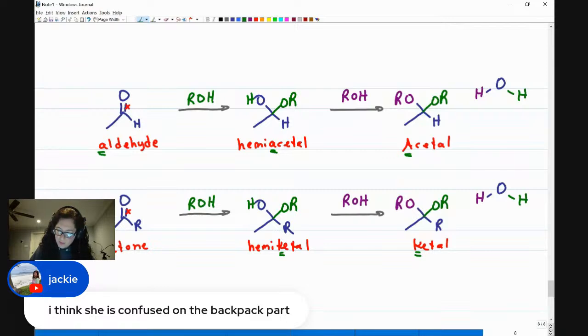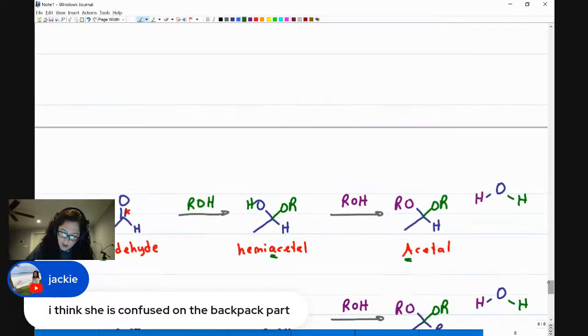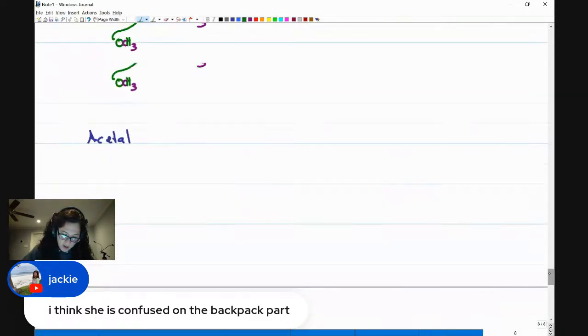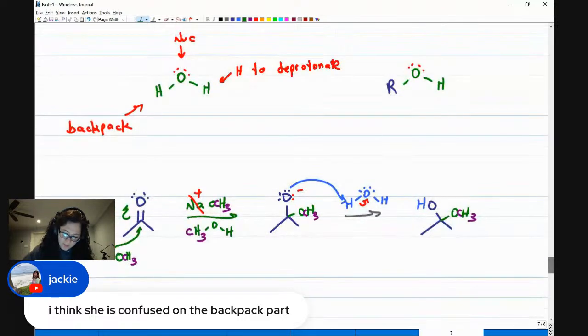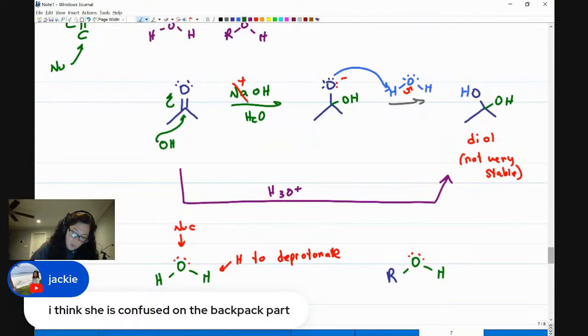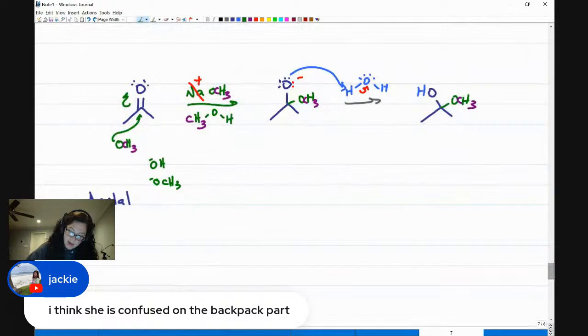Jackie confused about the backpack part. So Jackie, not Jackie, I'm sorry, Taylor. When I do this reaction, if I have an OH minus do the attack or an OCH3 minus do the attack, the mechanism is exactly the same. And the only difference is that in the OH mechanism, where I had an H, an H, an H, in the OCH3 mechanism, it's a CH3 and a CH3.